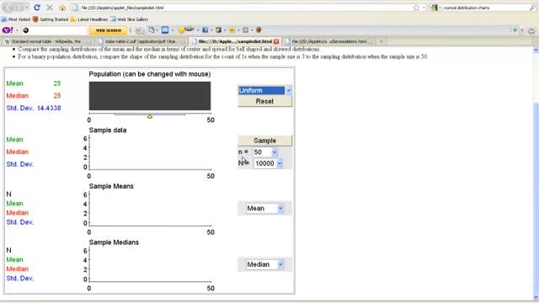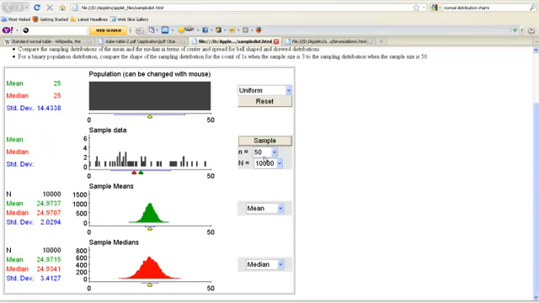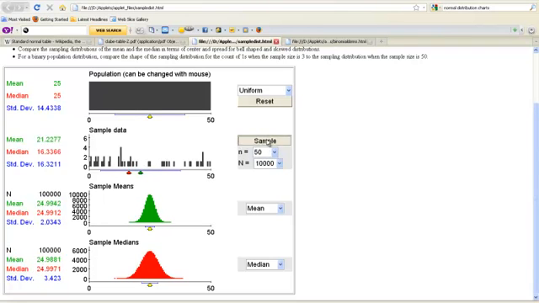Okay, ready? Sample means. Here we go. So n equals 50, my sample size is 50, and I'm going to collect 10,000 of those samples. Watch what happens. Oh my goodness! Look at that. Just like we promised, sample means distribute themselves normally. Isn't that awesome? Do it a few more times and watch what happens.